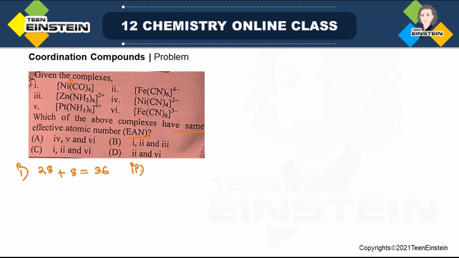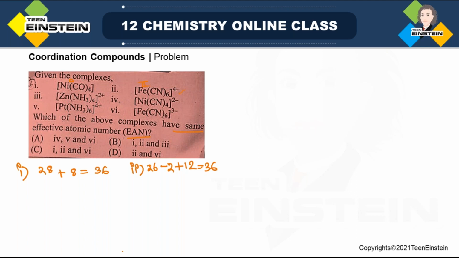Now for the next one, iron, outside 4 minus, so this is +2. So 26 minus 2, for each cyano 2, so it is 12. So this is also 36.